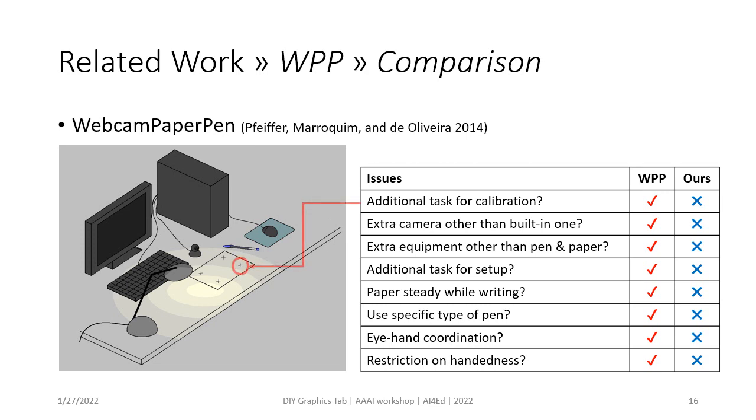For example, WPP requires additional tasks for calibration and setup. It requires extra camera and extra equipment. It is also required to keep the paper steady while writing in WPP. The user needs to specify the type of the pen, it requires eye-hand coordination, and it also has a restriction on handedness. But in case of our system, we do not have any of these constraints.